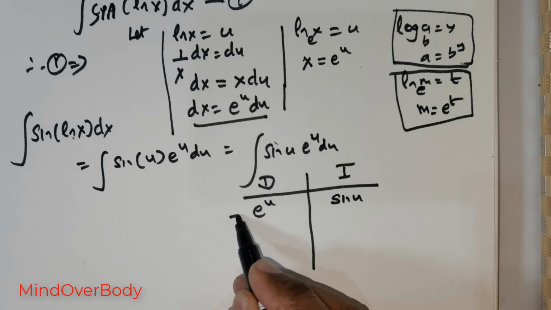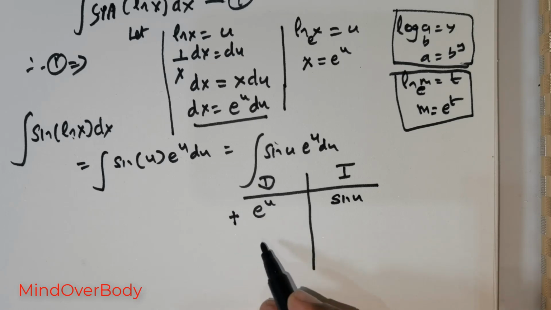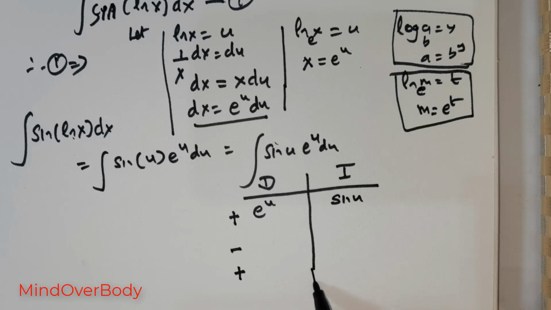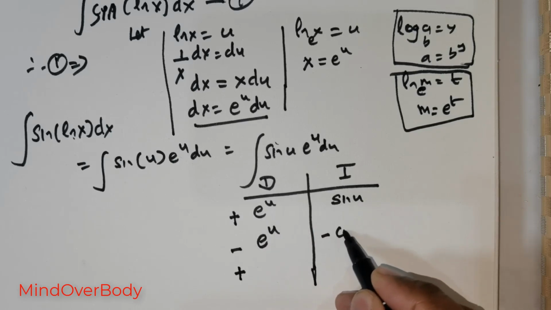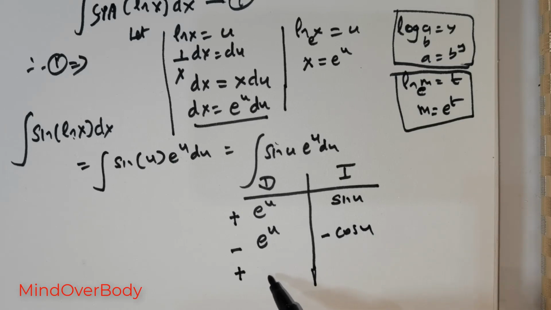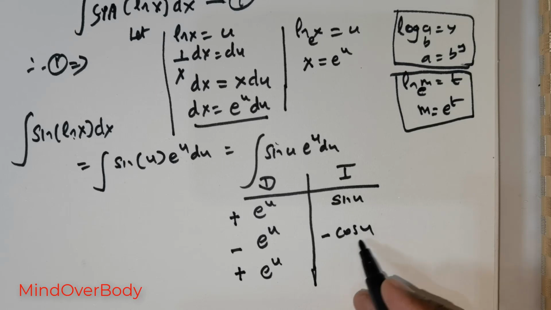Now we start with alternating signs. We start with positive, then follow it up with a negative, and then a positive. I think that would be sufficient for us. I differentiate e raised to the power of u, I get e raised to the power of u. I integrate sine u, I get negative cos u. Now I differentiate e raised to the power of u, I get e raised to the power of u. I integrate cos u, and you get sine u. Since you got a negative sign, you just place the negative sign and place sine u.